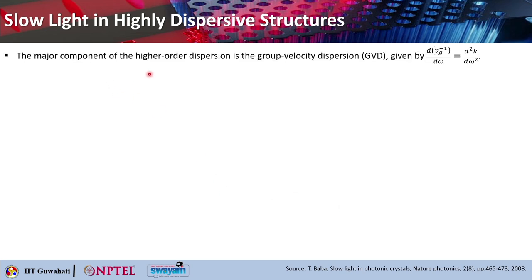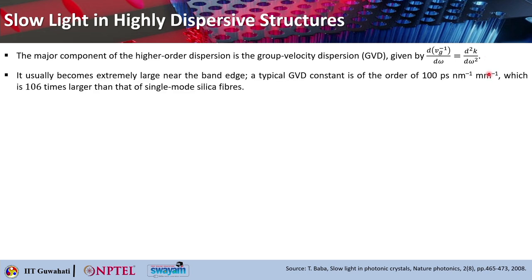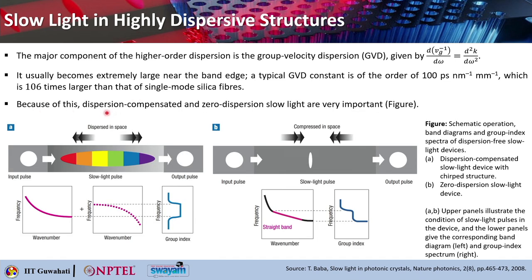The major component of the higher order dispersion, the group velocity dispersion, that is GVD, is given by d by d omega of Vg inverse. So you can get d square k by d omega square. It usually becomes extremely large near the band edge, and a typical group velocity dispersion constant is of the order of 100 picosecond per nanometer per millimeter, which is typically 10^6 times larger than that of single mode silica fibers. Because of this, dispersion compensated and zero dispersion slow light are very important.